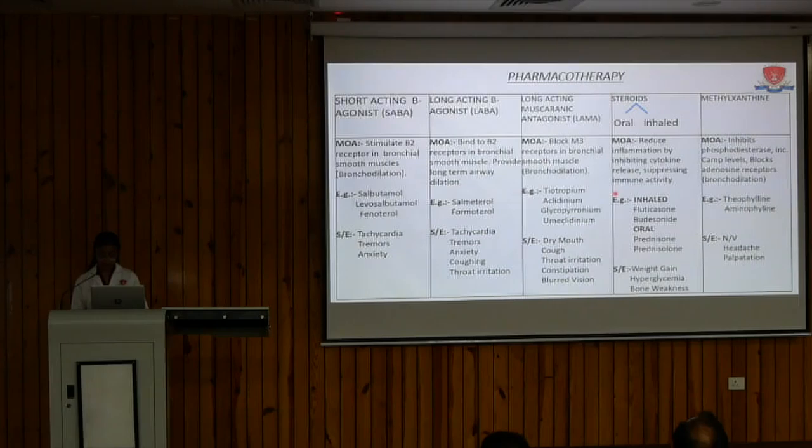Methylxanthine inhibits phosphodiesterase, increases cAMP levels, and blocks adenosine receptors, causing bronchodilation. Examples are theophylline and aminophylline. Side effects are nausea and vomiting, headache, and palpitations.